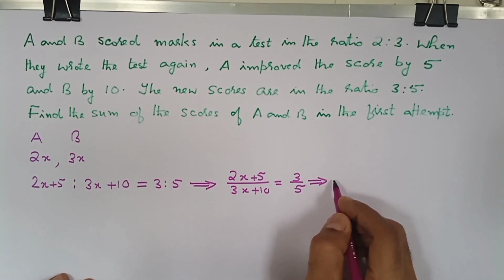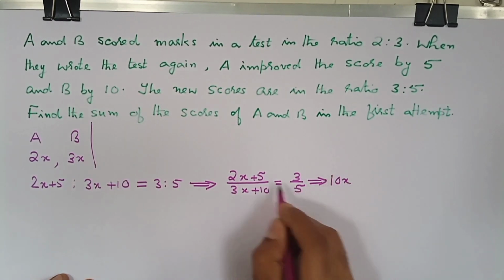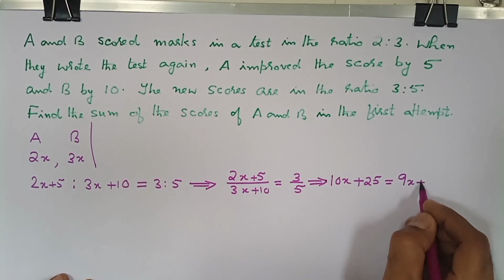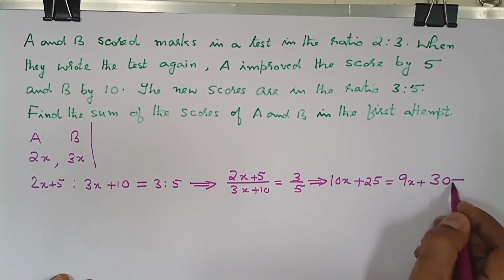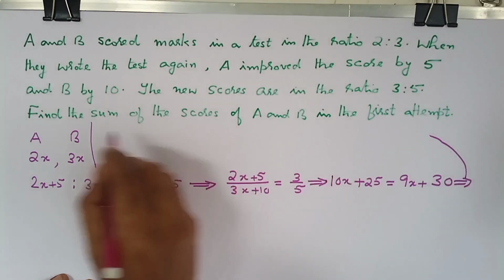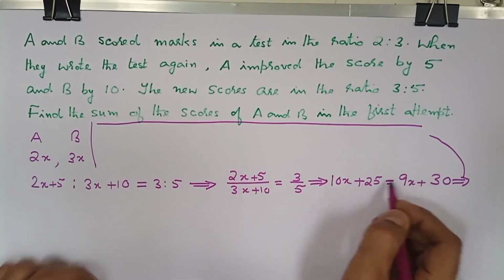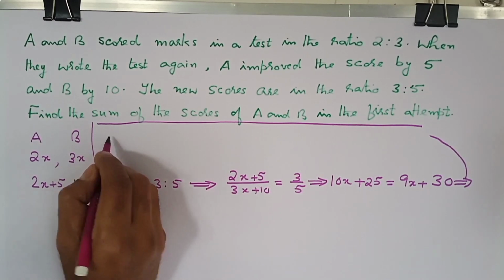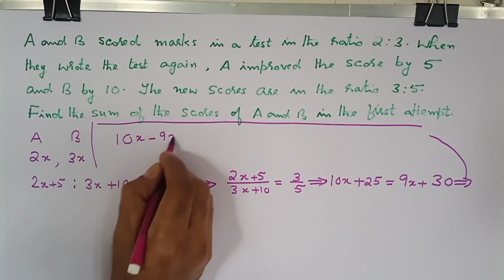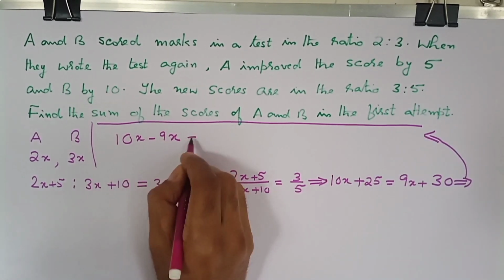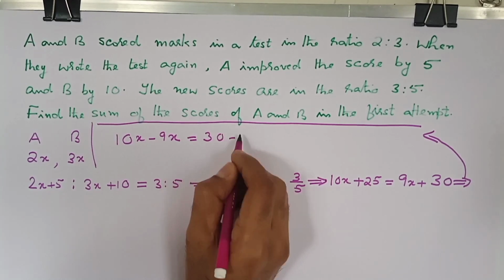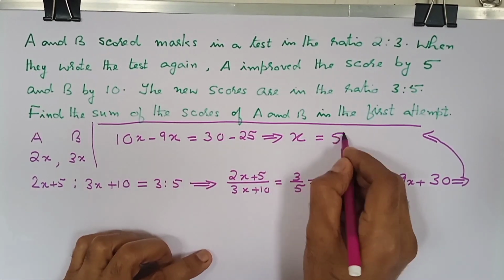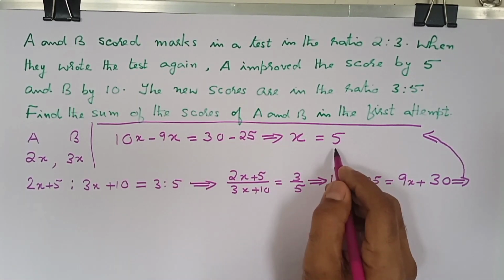While cross multiplying, what do you get? 10x plus 25 equal to 9x plus 30. Okay, let me use this space. Now, collect variables on the one side, 9x to the left side. What do you have? 10x minus 9x. Then constants on the other side. 30 already there, minus 25. This will be x equal to 5. So we have got the value of x as 5.